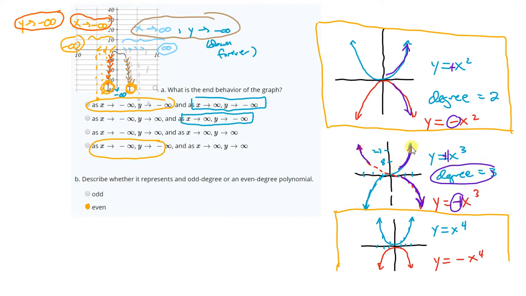On the other hand, if I go up to the right because I have a positive leading coefficient, I'm going to have to go down to the left if I have an odd degree, because odd degree, opposite. Okay, odd degree, the ends move in opposite directions. Even degree, they go in the same direction. Okay, all right. So that's kind of just a quick synopsis of what's called the end behavior of the polynomial.